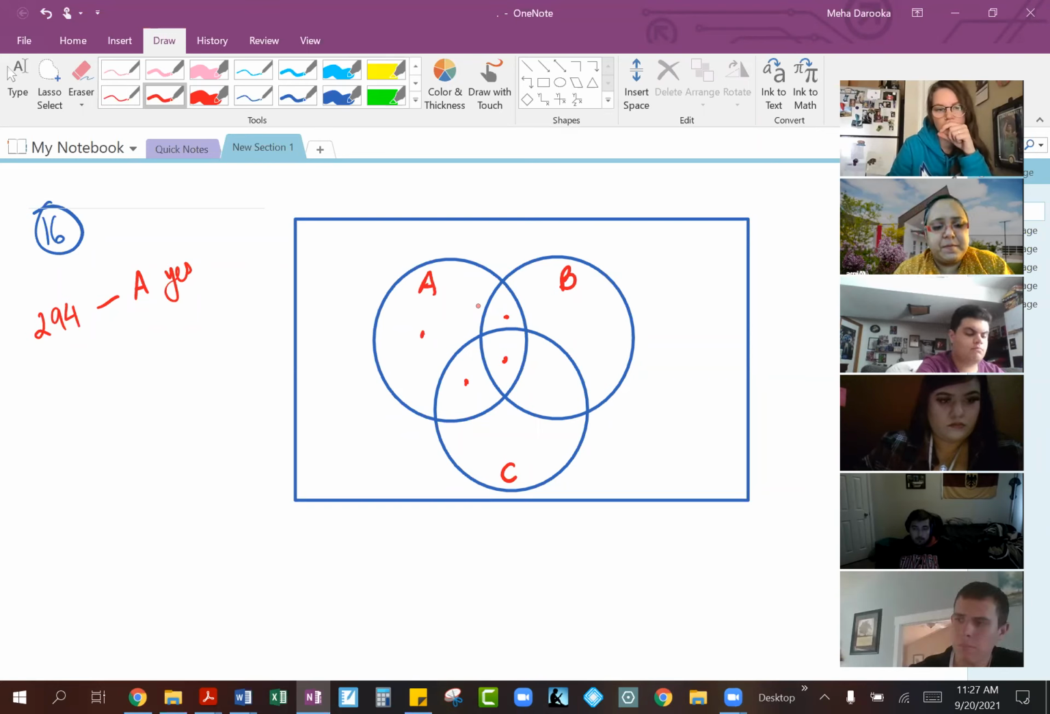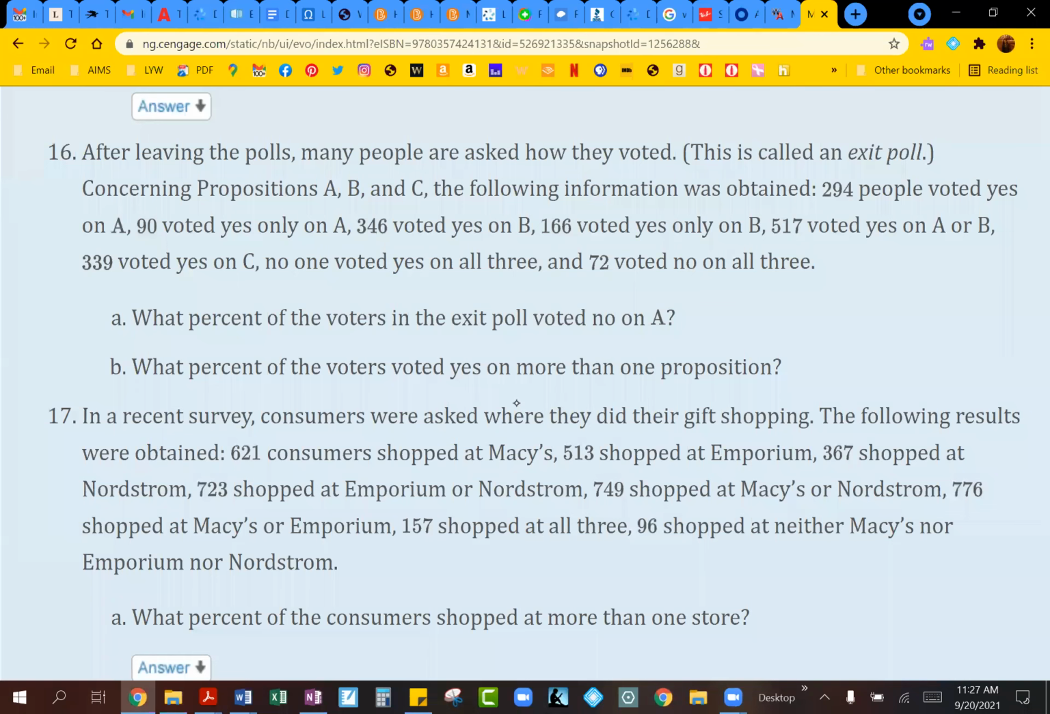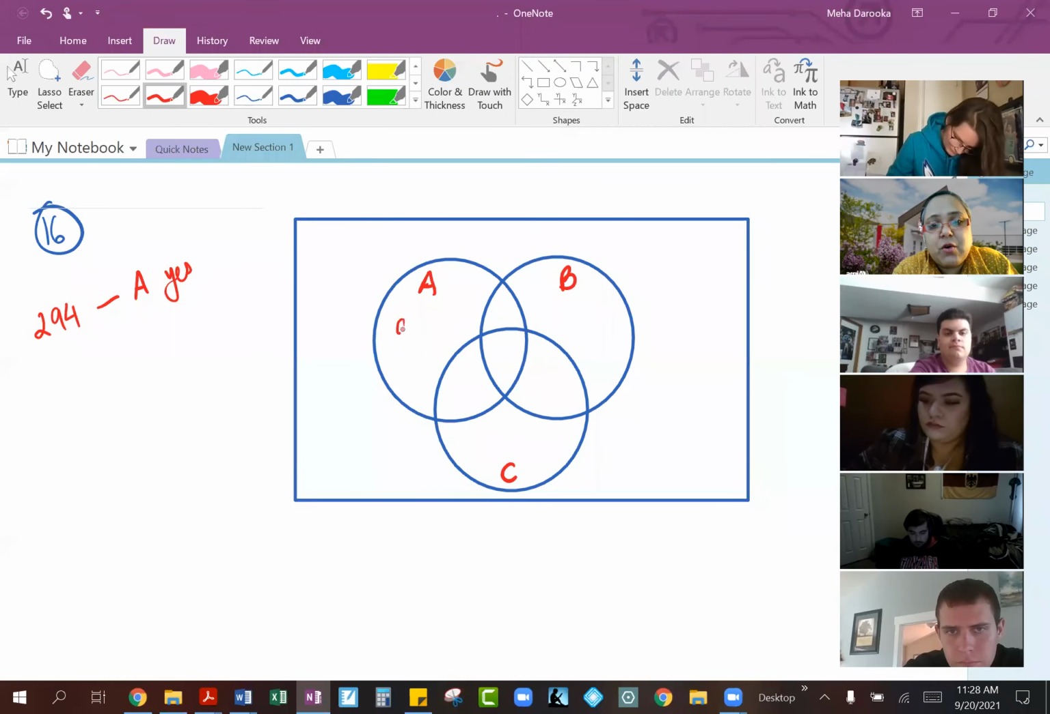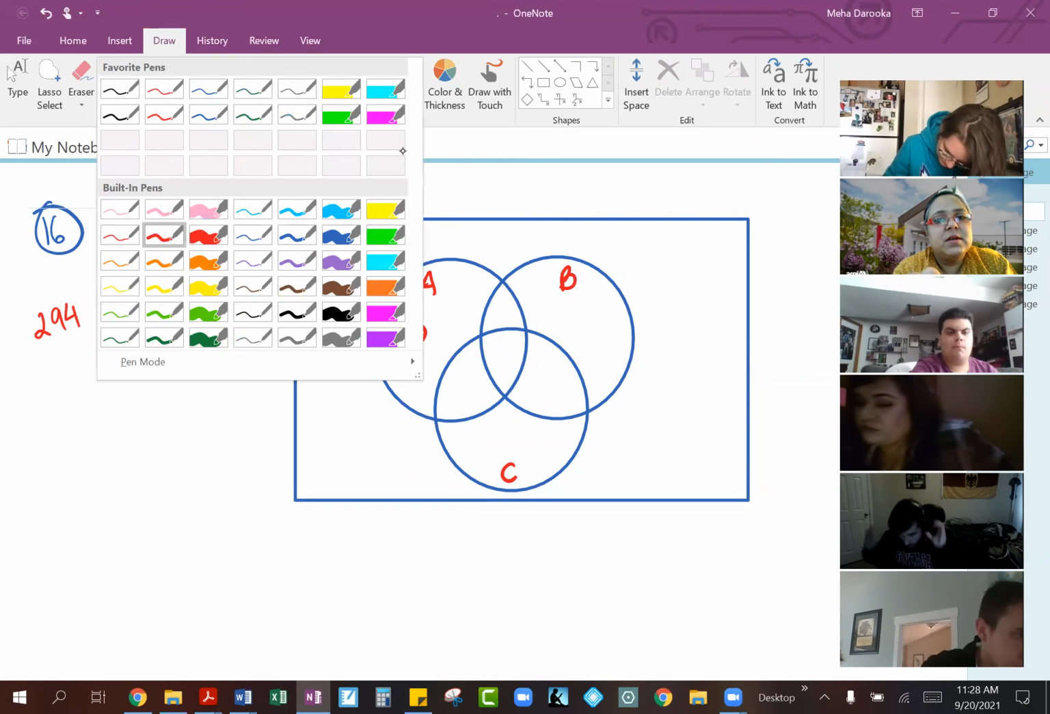Okay. So like I said, we're not quite ready to place the 294 into our circles yet, but we know that's what the total for circle A has to come out to be. Then they are telling us 90 people voted yes only on A. So that means your 90 people who voted yes only on A is actually going to go right here in the non-overlapping section.